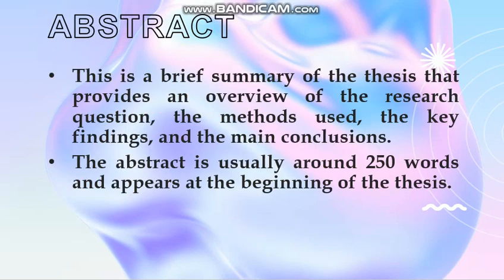Next section is the abstract section. This is a brief summary of the thesis that provides an overview of the research question, the method used, the key findings, and the main conclusions. Commonly, the abstract is around 250 words and appears at the beginning of the thesis. So, the abstract section should be effective.